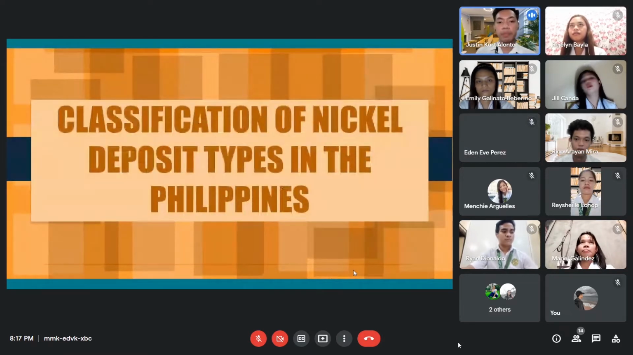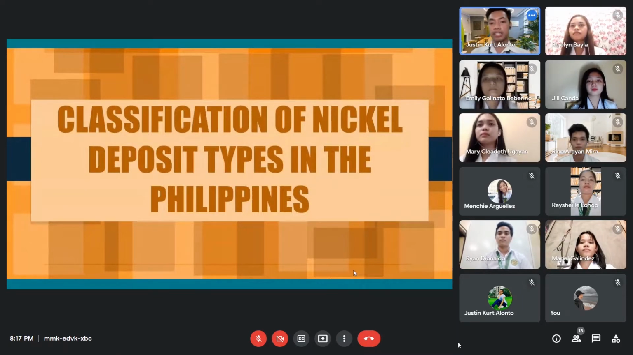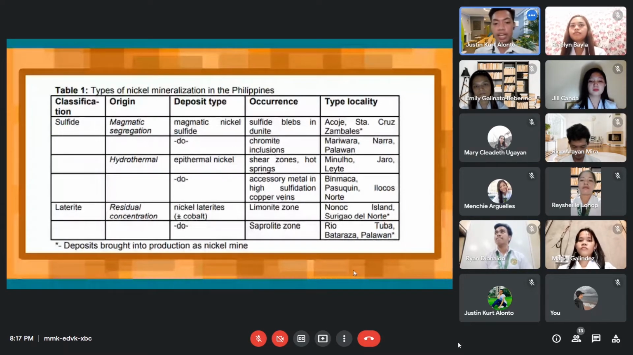The most productive and important type of deposit occurs as nickeliferous laterite deposits overlying ultramafic rocks in the country. Such deposits have been exploited in Surigao, Palawan, and Samar. The magmatic nickel sulfide deposit, best exemplified by Acoje, Santa Cruz, Zambales, was briefly mined in the 1970s.